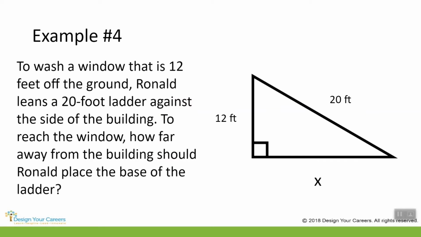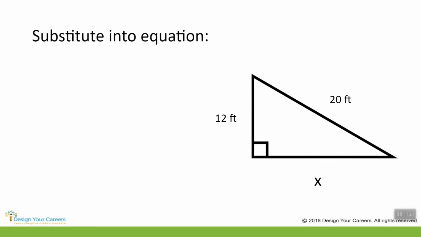So he leans a 20-foot ladder against the side of the building, and the window is 12 feet off the ground. Now we have to find out how far the base of the ladder is from the building. So that's side x. You could take that as side a or side b too. Now you have to substitute it into the equation once again.